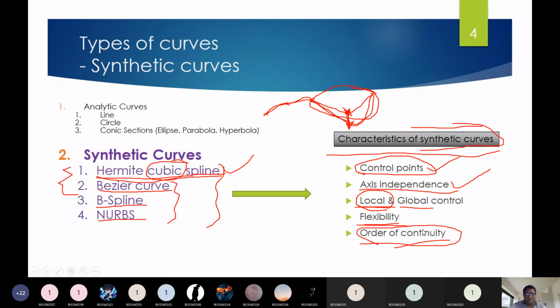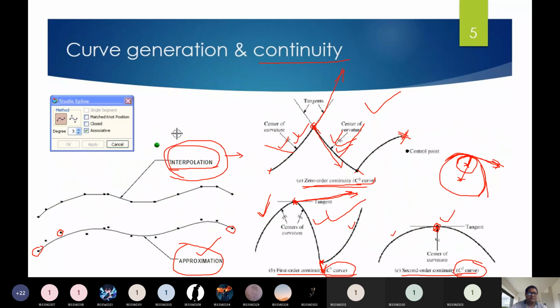And I also told you about different types of continuity, C0 continuity, C1 continuity, C2 continuity, all those things were also discussed in the last class itself, like curve generation and continuity. These pictures do help you. I'm just recapping whatever that we discussed, right?